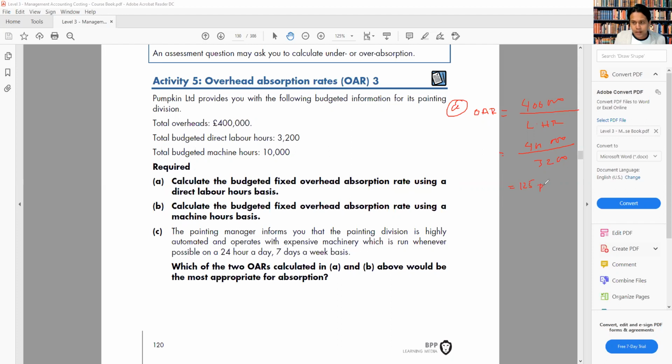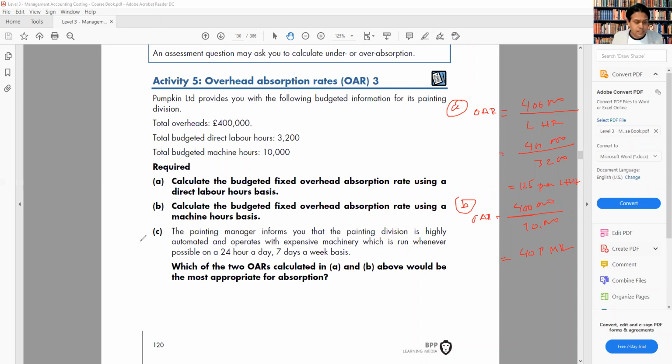125 per labor hour. Okay. The next one, number B, they're asking to find the overhead absorption rate using the machine hour. So do the same thing, OAR, but this time we're going to use the machine hour. So we said 400,000, and we will divide this time with 10,000. And that will give us how much? 40 per machine hour. Okay, that's quite simple still.